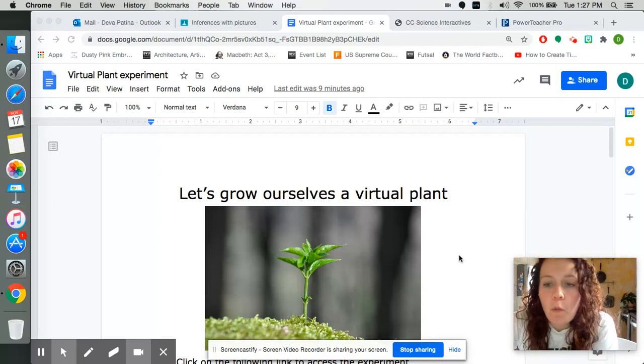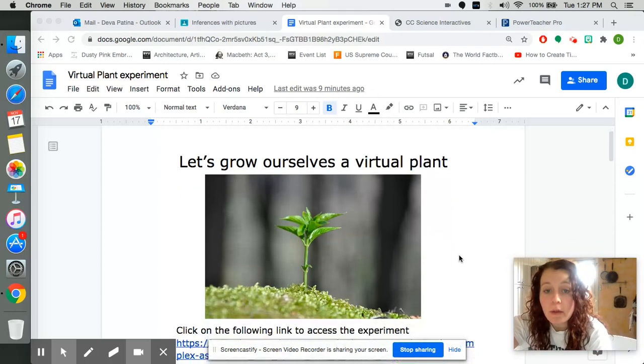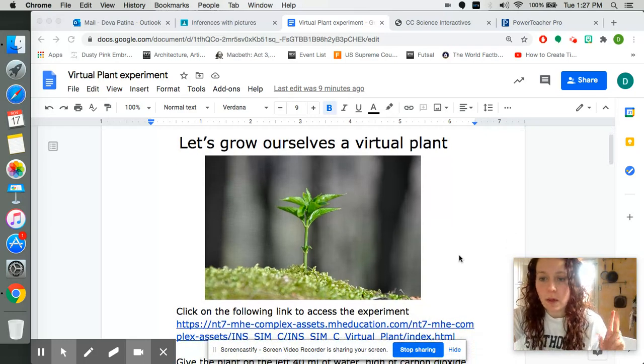All right, so we're going to grow ourselves a virtual plant and see the ideal amount of everything that a plant needs to survive. So here's what I know about plants. Plants need water, air, and light to grow.